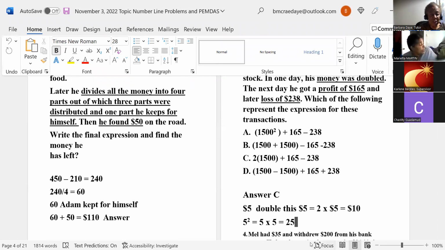Okay, so see the difference? 2 times a number is doubled, not the number by itself. Okay, so the answer should be C.